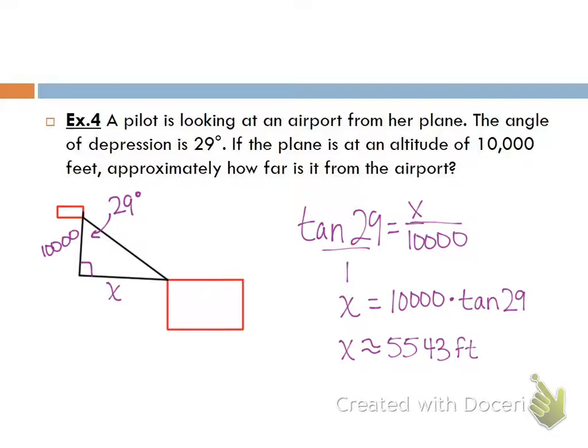Yes? If I accidentally put the 29 at the bottom of it, would that matter? Would I have to change the equation? It would matter because then you would end up with your opposite side being the 10,000. And then this fraction would be flipped. And that is going to change how things come out.